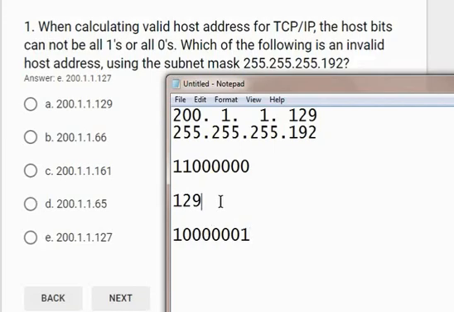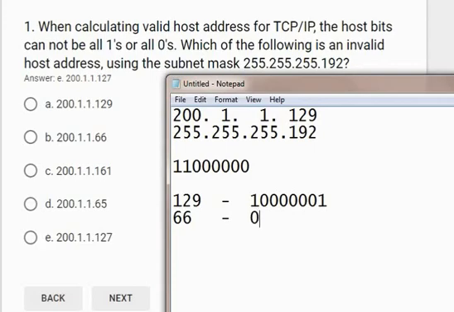So let me line these up so it's easier to see. Look now at 66. And 66 in binary would be a 0 at the beginning, and then a 1 for 64, and then 1 2 3 4, then a 1 and a 0. Right, there we go. So again, if we look at the last 6 bits, those are not all ones, so it's valid. Not all ones and not all zeros.